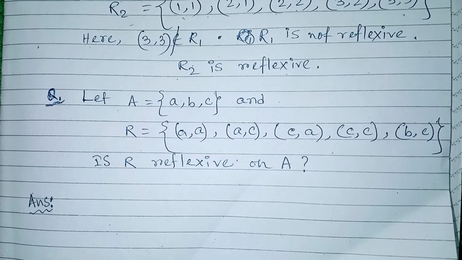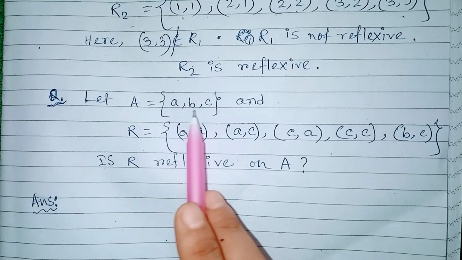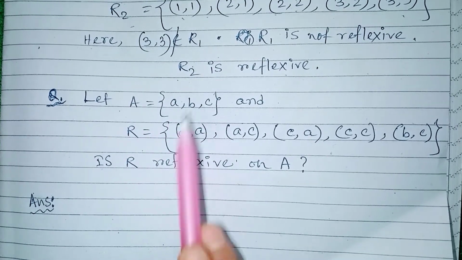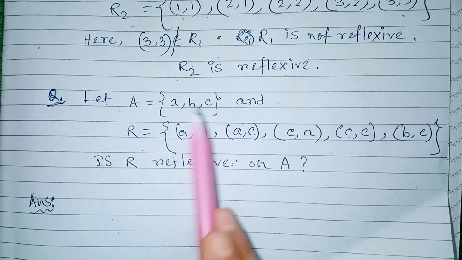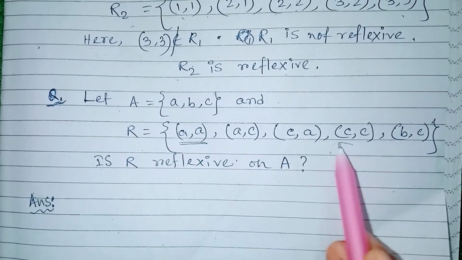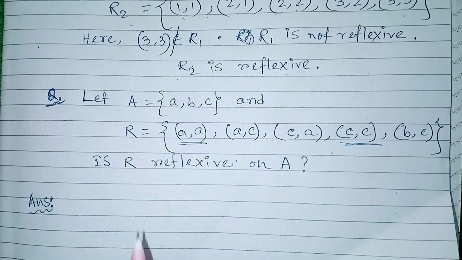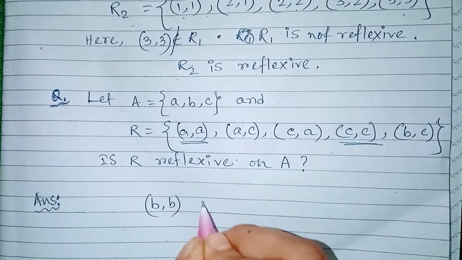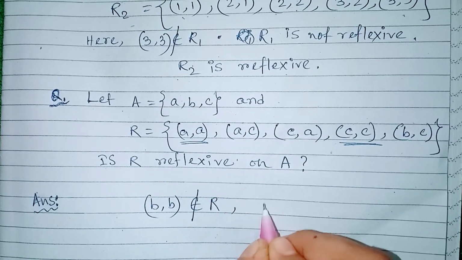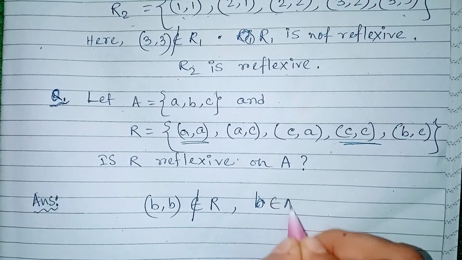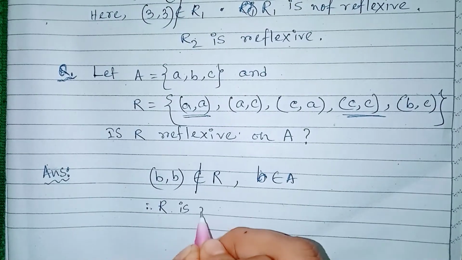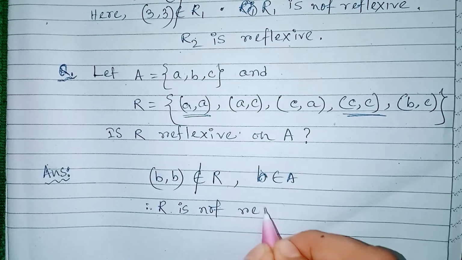No, it's not reflexive. Why? Because a, b, c belong to A, so (a, a), (b, b) and (c, c) must lie in R. But you can see here only (a, a) and (c, c) lie in R. (b, b) does not belong to R for b belongs to A. So that's why R is not reflexive.